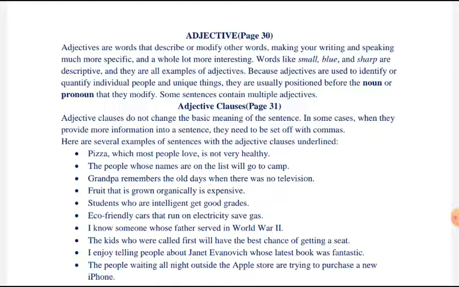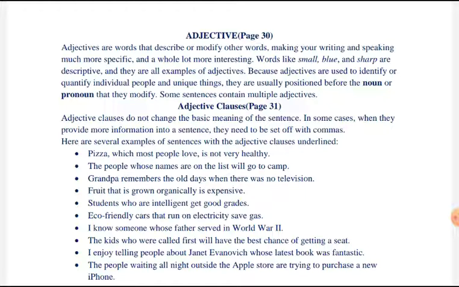The first grammar we have to study is from page number 30, that is adjective. So what is an adjective? Adjective describes the noun. Adjectives are words that describe or modify other words, making your writing and speaking much more specific and a whole lot more interesting. Words like small, blue, sharp are descriptive, and they are all examples of adjectives.